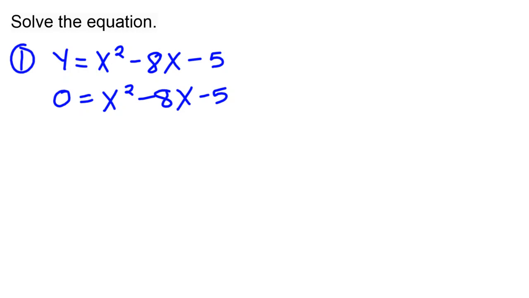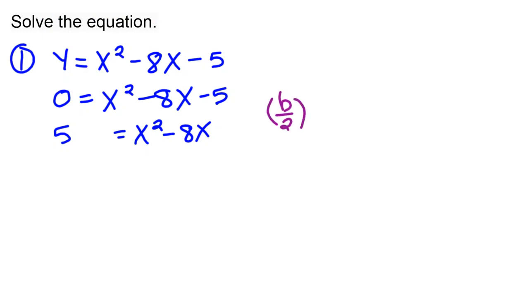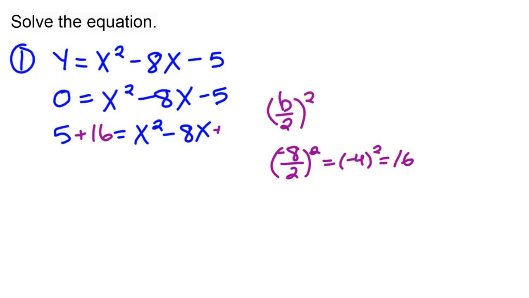Now the first step in this completing the square process is to get x squared minus 8x by themselves. So we just want to add 5 to both sides of the equation. Next, what we want to do is add a value to both sides of the equation. And that's going to come from taking b, dividing it by 2, and squaring it. Now in this problem, the value of b is negative 8. That would give us negative 4 squared, which is just a positive 16. So our next step is to add that 16 to both sides of the equation.